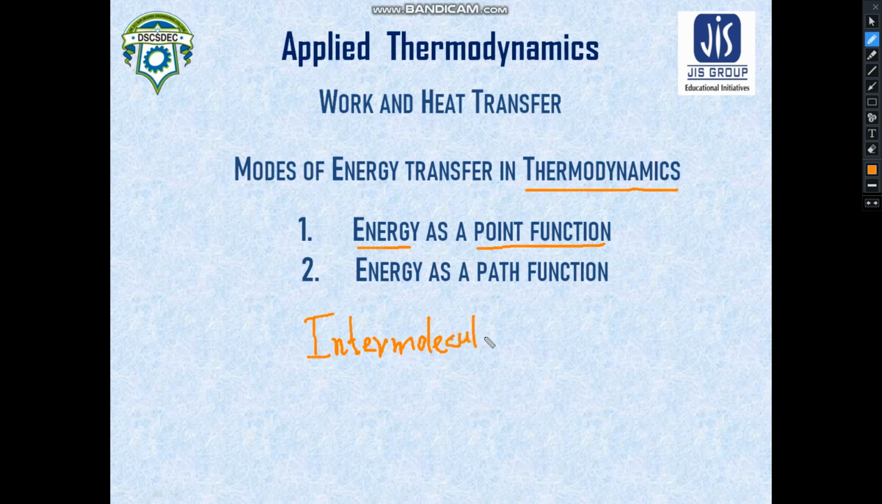So what are examples of energy transferring as a point function? Let us consider a gas stored in a cylinder at a very high temperature. We can easily understand that this gas has a very high amount of energy stored within it. What kind of energy is it? It is obviously because of the temperature it has within itself. So this is called intermolecular energy.